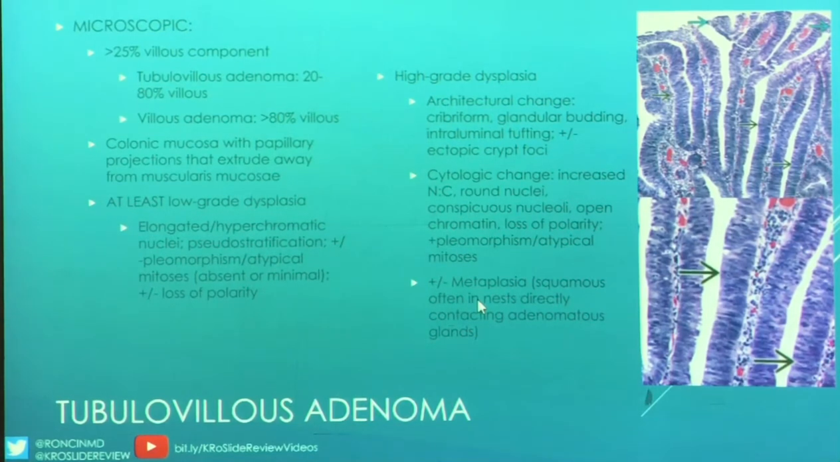And again, like tubular adenomas, these must have at least low-grade dysplasia, and the description is exactly the same as tubulovillous adenoma for low-grade dysplasia. For high-grade dysplasia, what you can start seeing is what we call glandular budding and tufting, where it's kind of like these outpouchings or branchings of the glands. You may or may not see ectopic crypt foci, which again just kind of looks like you have these crypts that are in places that don't quite make sense.